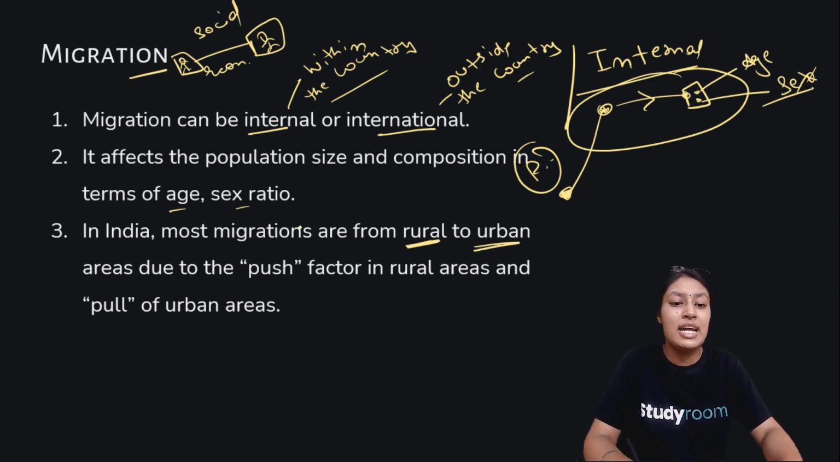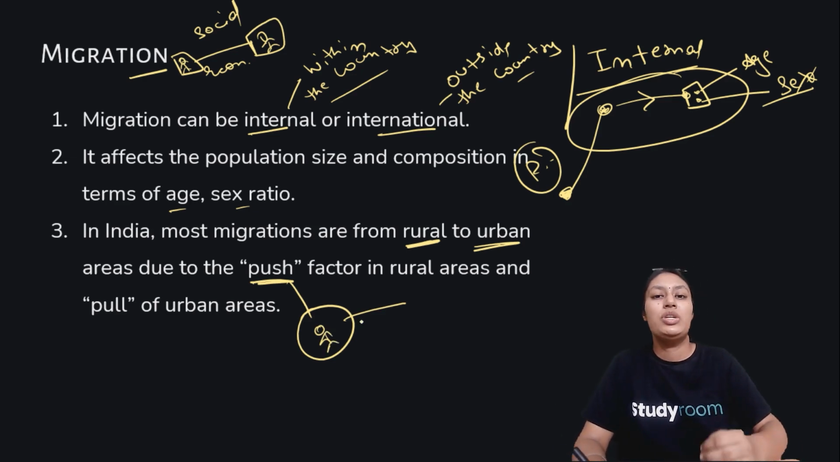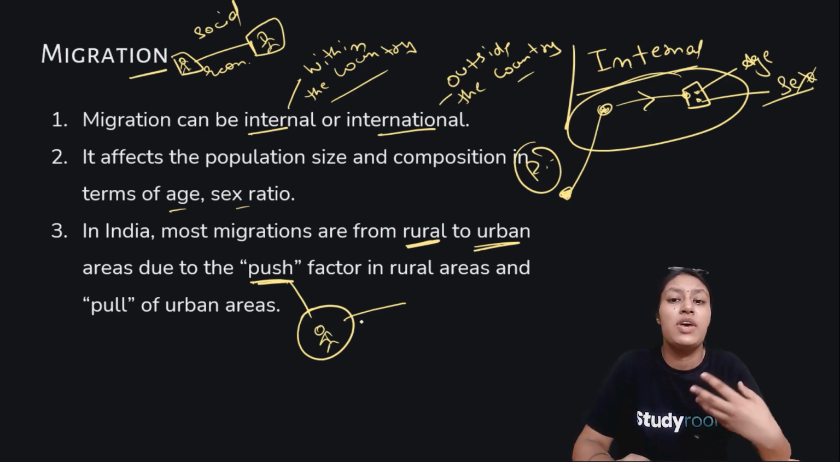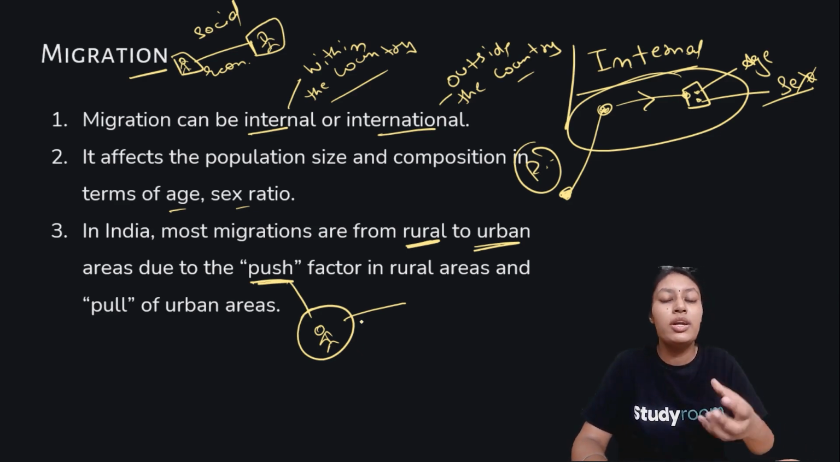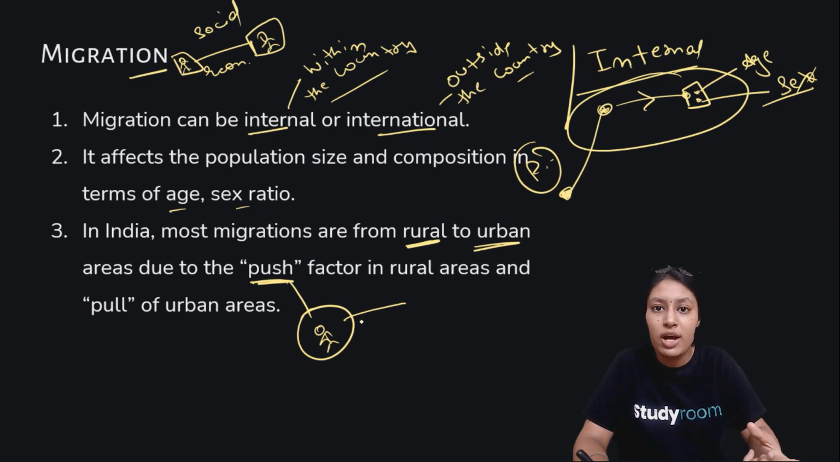Because in rural areas there are push factors. Push factor means a condition or situation which provokes or instigates people to leave the particular area. For example, in rural India, we see there is no electricity, no proper education facility, no job employment, and many other things where rural areas lack. So in rural areas, there is a lack of facilities in basic essential needs that one requires.